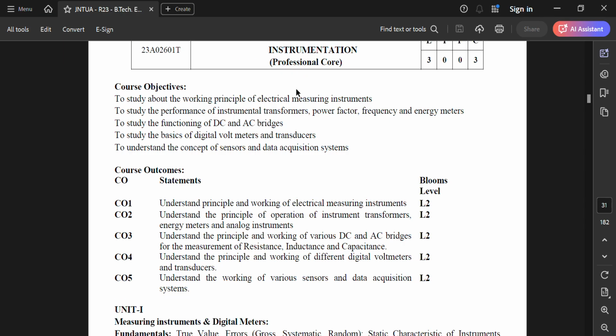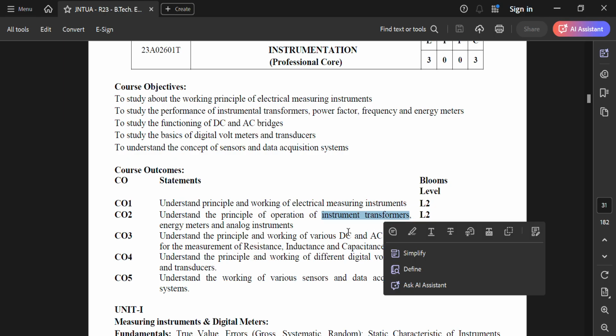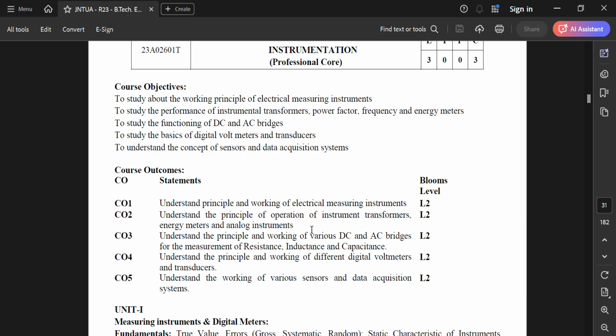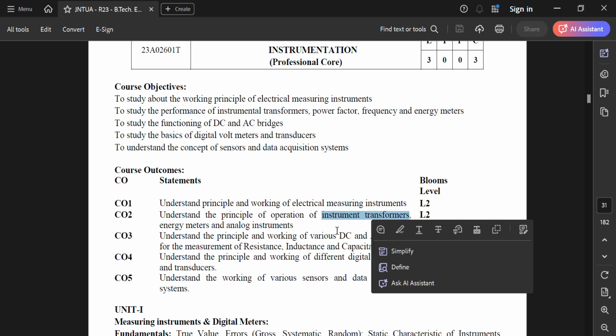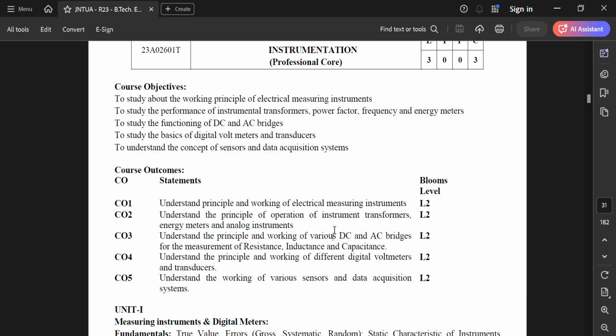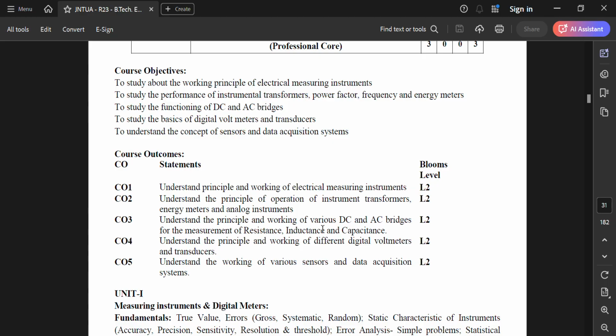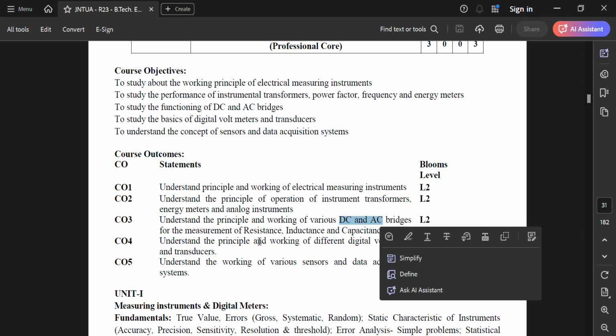The main course outcome after completion of this subject, you must know what are measuring instruments, what are the operations of instrument transformers, what are instrument transformers. CT and PT are connected in conjunction with meters, we are using instrument transformers. Principle of working of various bridges, how to measure resistance, inductance, capacitance, all this we'll study.